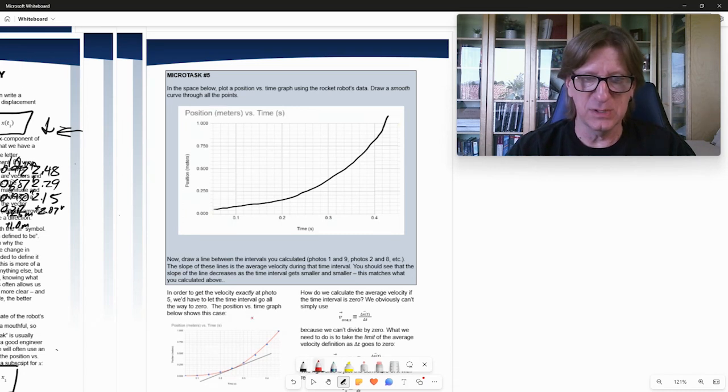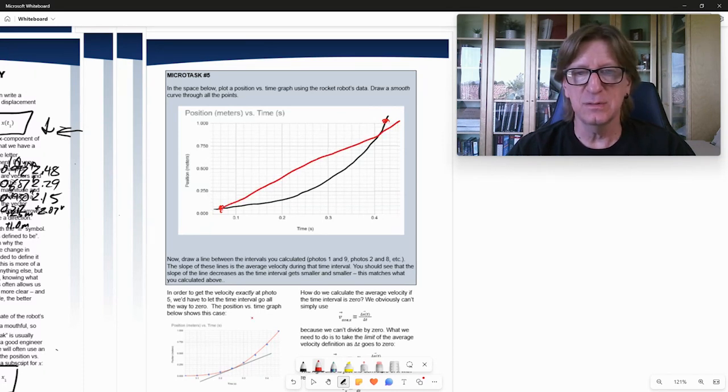And I'm going to switch colors here so that we can see. If I were to take my interval here, picture 1 and picture 9, I connect those. Whoops, I bet we can do better than that.